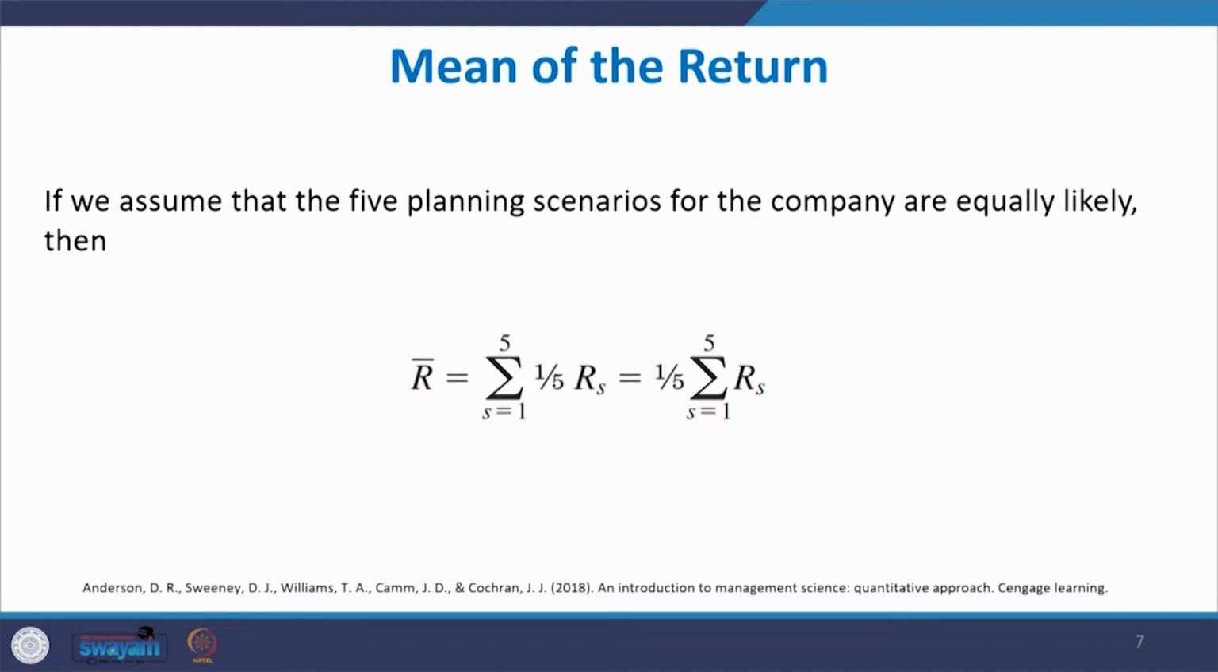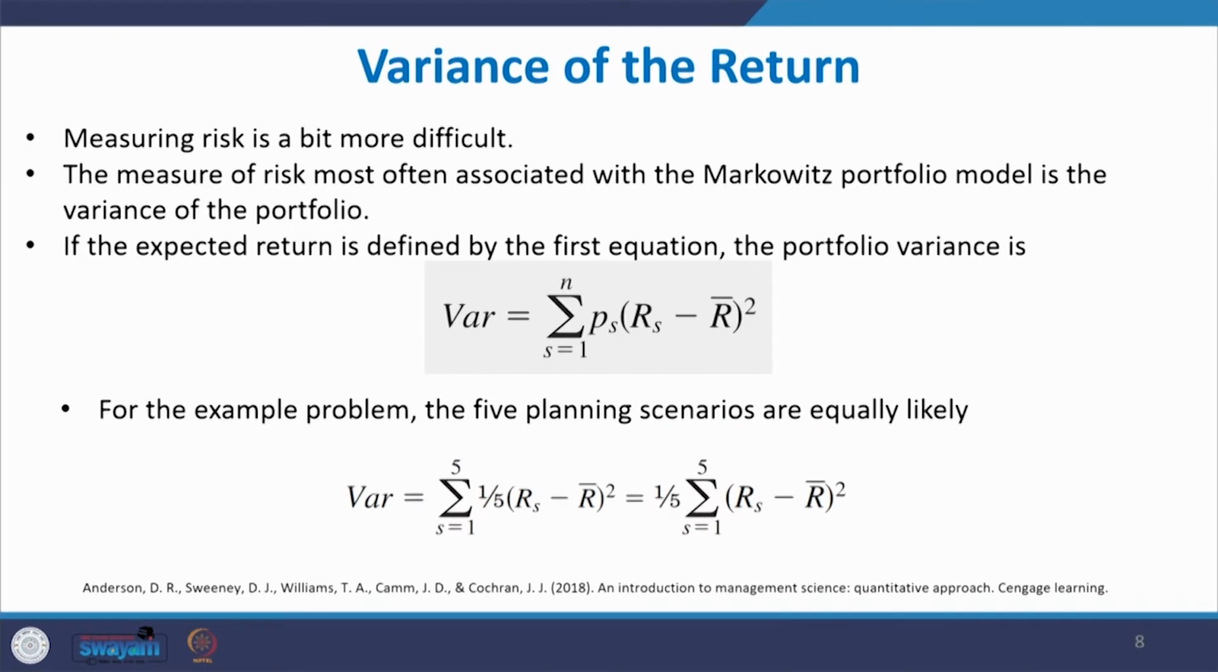So, for the mean of the return in that expression, we have to find out the value of P_s. If we assume that the 5 planning horizon scenarios for the company are equally likely, then the probability of each scenario is 1 by 5. That is why we have written 1 by 5 for each scenario. So, the mean of the return will be 1 by 5 times the sum over s equal to 1 to 5 of R_s. The next thing is we have to find out the variance of the return.